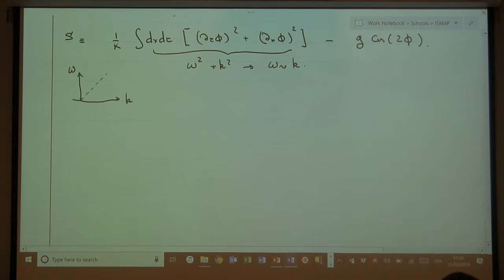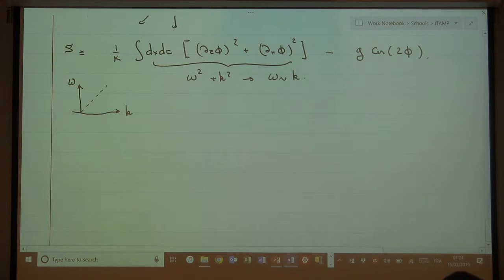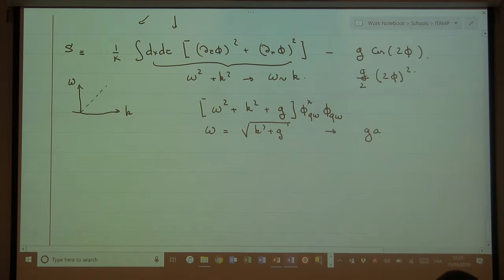On the other hand, if the cosine wins, I should expand the cosine, and then I will have a spectrum which is omega squared plus k squared plus g times phi star q omega phi q omega. This is if I expand the cosine and I say this is g over 2 times 2 phi squared here. But then the spectrum is omega equals square root of k squared plus g, which means it has a gap. So depending on whether the cosine stays in my Hamiltonian, I will have a gapped spectrum or I will have a massless spectrum. If it's purely quadratic, I have a massless spectrum. If the cosine wins, I will have a gapped spectrum.